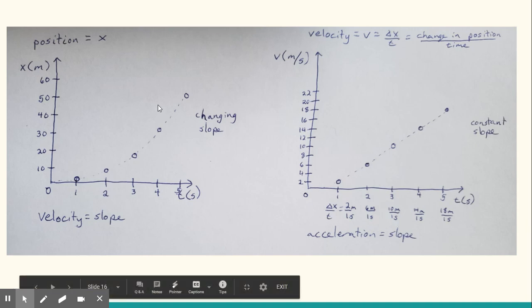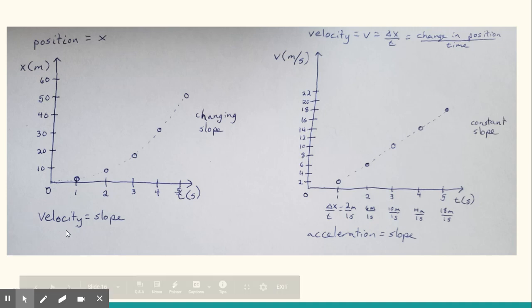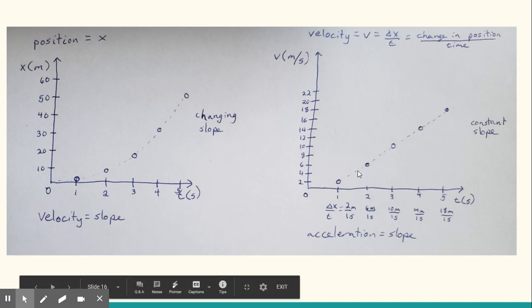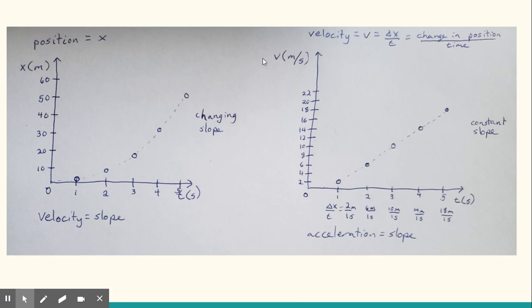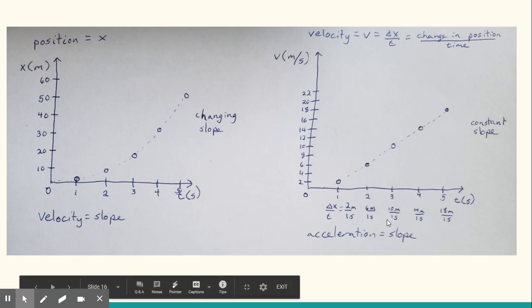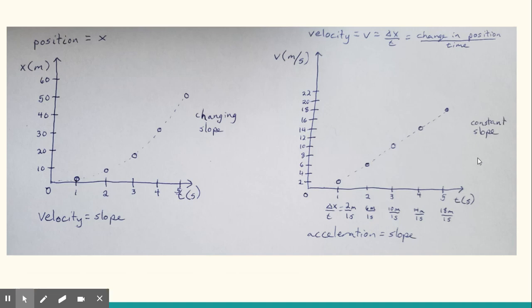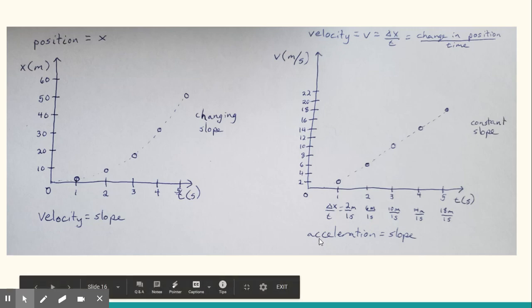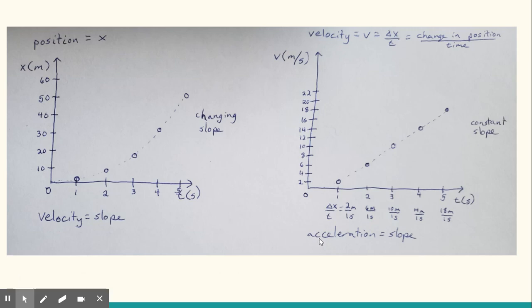So on this graph, we see the slope change. So we see a change in velocity. In this graph, we see the same amount of change in velocity for any given amount of time. And thusly, we see an acceleration that is constant. So a constant slope on a velocity time graph means a constant acceleration.